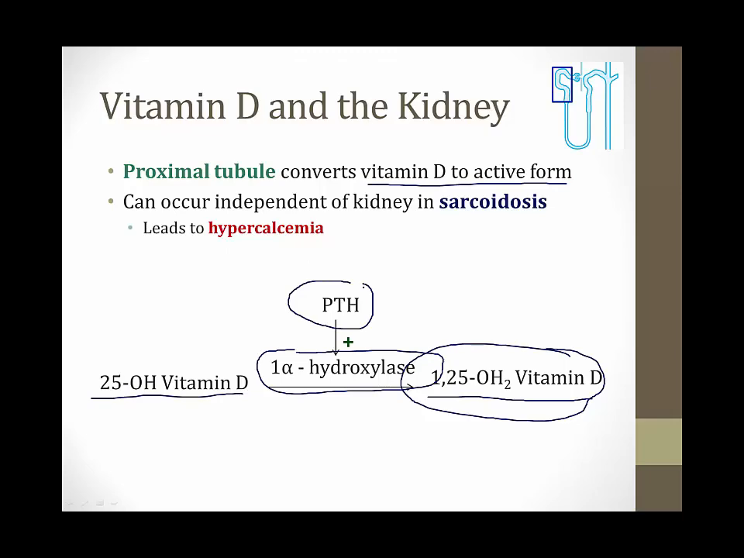I talk about this whole process of activation of vitamin D in more detail in the biochemistry modules. One side note here is that this activation of vitamin D can occur independently of the kidney in diseases like sarcoidosis, and this is a way you get hypercalcemia in sarcoidosis. You have activation of vitamin D in absence of parathyroid hormone stimulation.